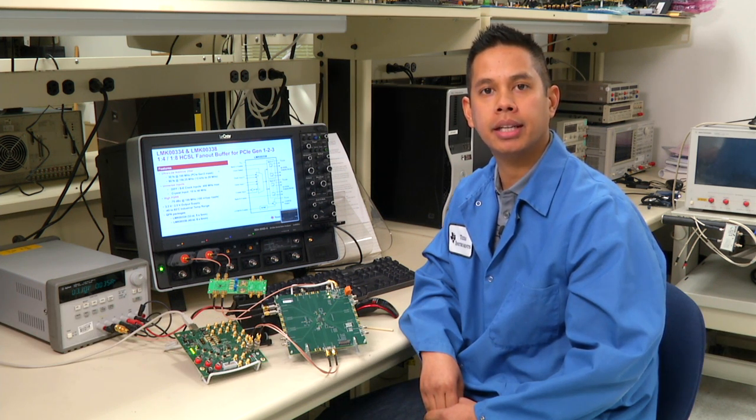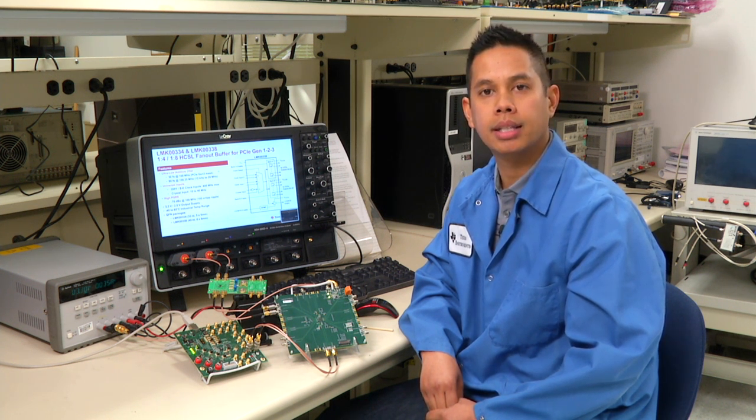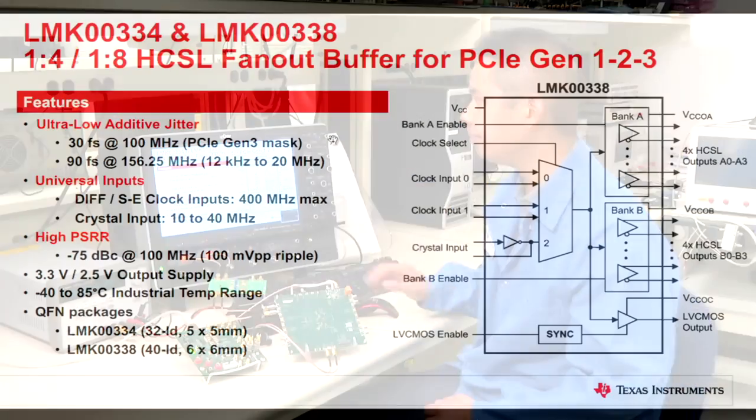In this video, I'd like to introduce the ultra-low jitter LMK00334 and 338 HCSL fanout buffers. These 4 and 8 output HCSL fanout buffers are compliant to the PCIe Gen 1, 2, and 3 standards. Let's take a look at the features and a block diagram of the 8 output device.